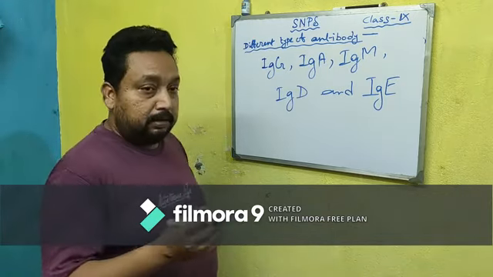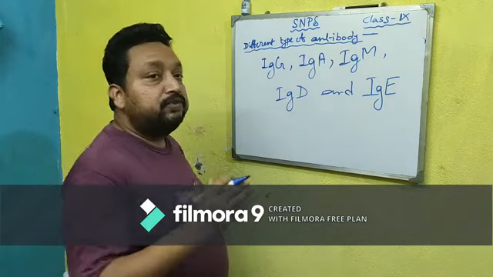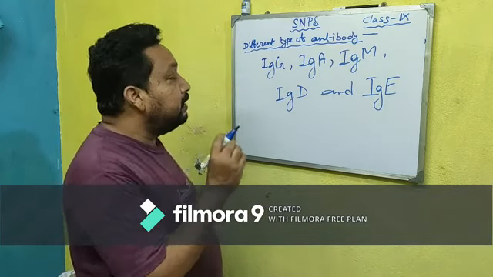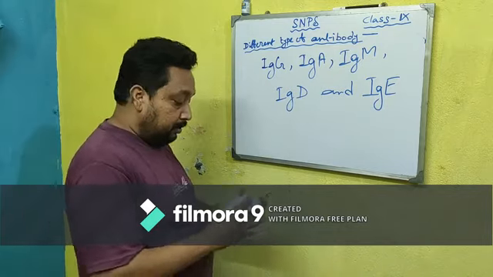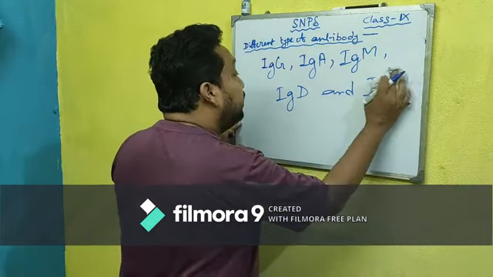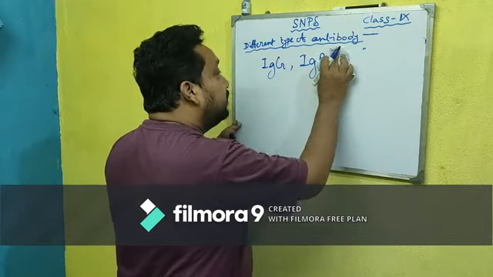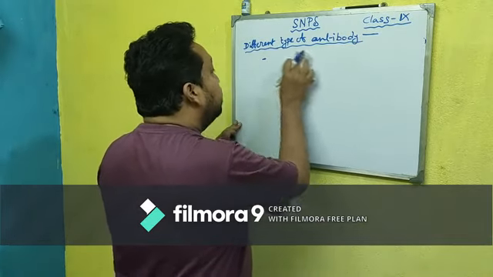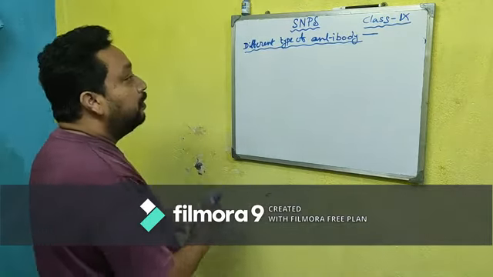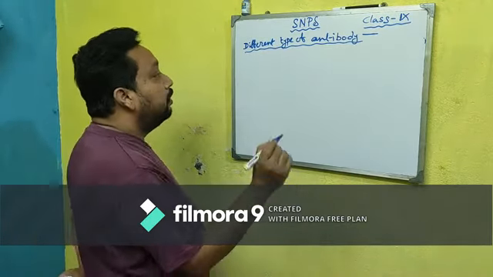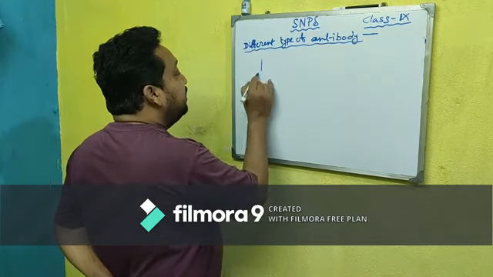Now we will learn individually about each and every antibody, their role, their structure, and how it is produced, or why it is important for our immune system. First of all, we discuss IgA.